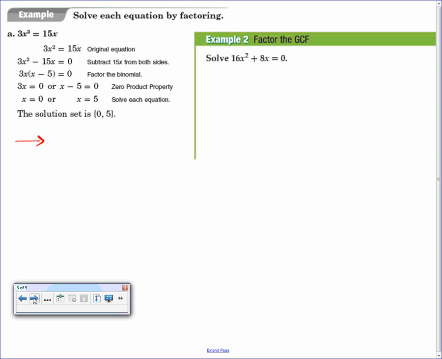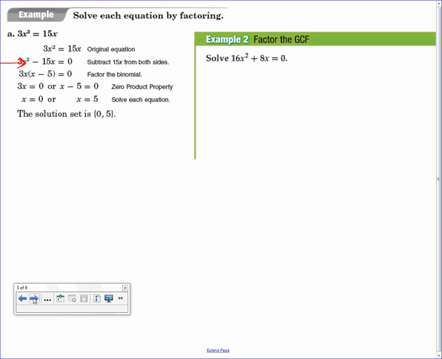All right, our first equation, here's an example that I've got already worked out. Let's say we got 3x squared equals 15x. Okay, here's your original equation right here. Let's get 0 on one side so we can use that zero product property. Now notice there's only two terms, so we're going to look for the greatest common factor of 3x squared and 15x. 3 and x. Alright, we'll factor that out of both terms.